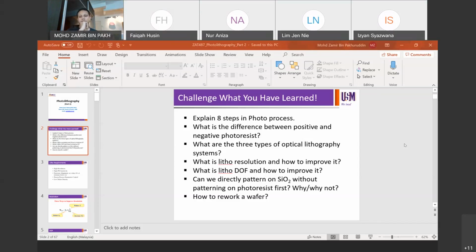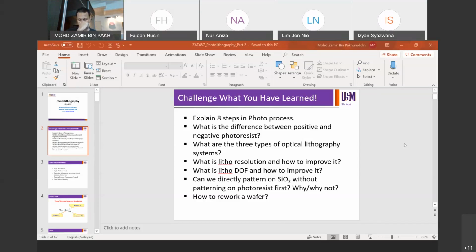Next, soft bake, then after the soft bake, we do the alignment and exposure, right? The exposure steps. Then what's after the exposure? PEB, right? PEB process, post exposure bake, to harden the feature.